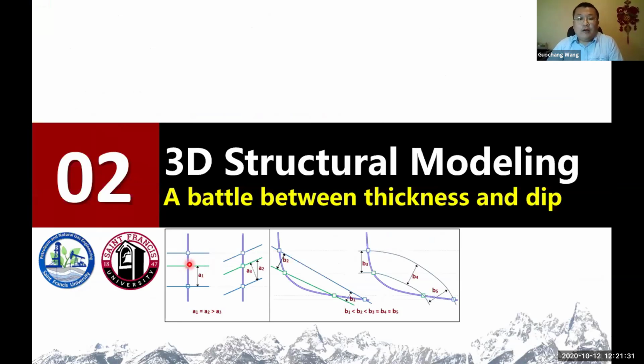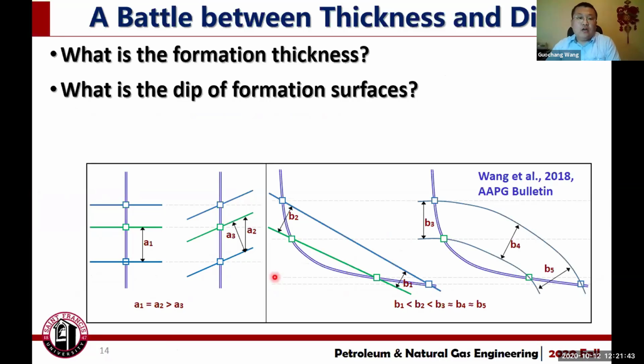So because of that, we developed some methods to build the 3D structure model and also the property models. So let's go to the structure model first. I call that a battle between the thickness and the dip. So what's the thickness and what's the dip angle for those formation surfaces? We need to assess these two variables at the same time, which is quite challenging.